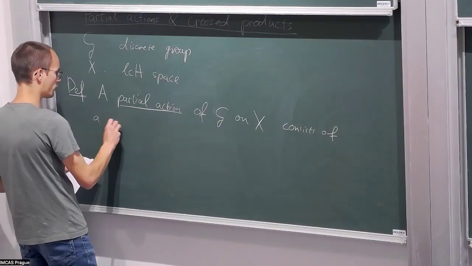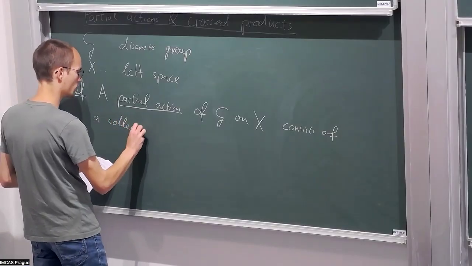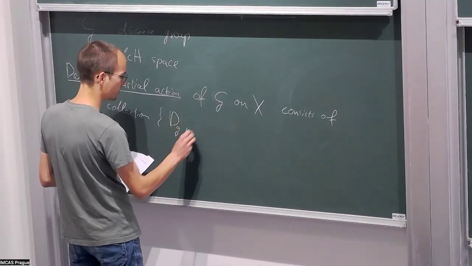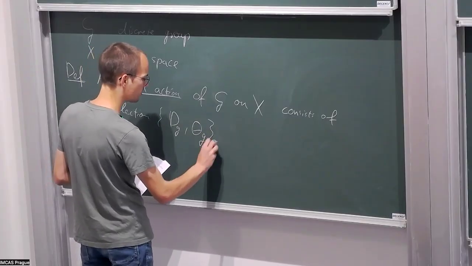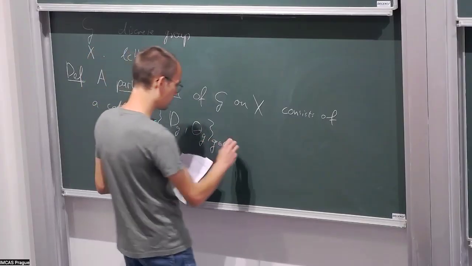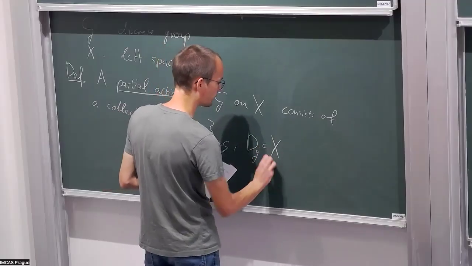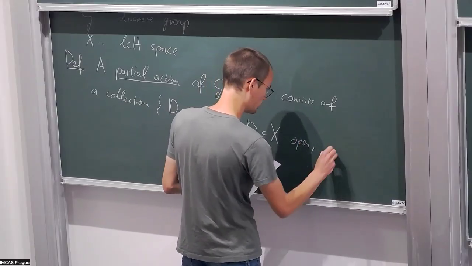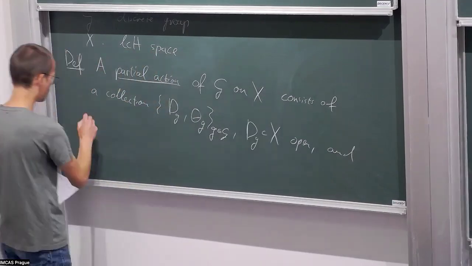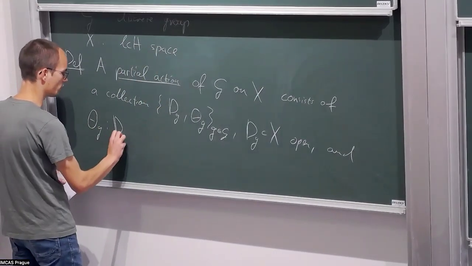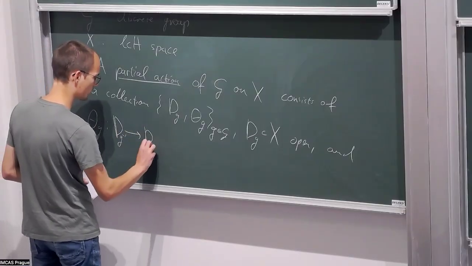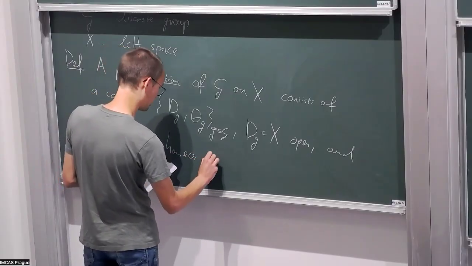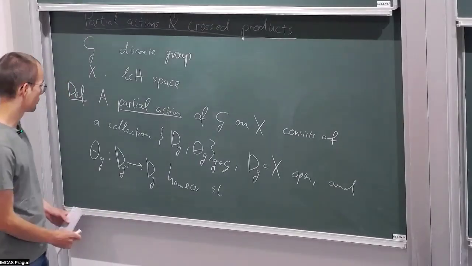So basically, it's a collection where we have some sets D_g and some homeomorphisms theta_g, where D_g is an open subset of X, and theta_g is a homeomorphism from D_{g inverse} to D_g. Such that, I'm already out of space.